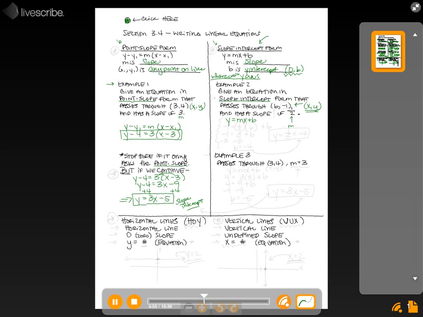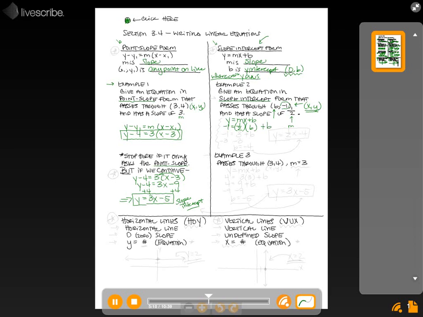And we can go through and algebraically find b. So we're going to plug in some values. y is negative 1 according to the point they gave us. Our slope was 1/2. And then the x is that 6, plus b.